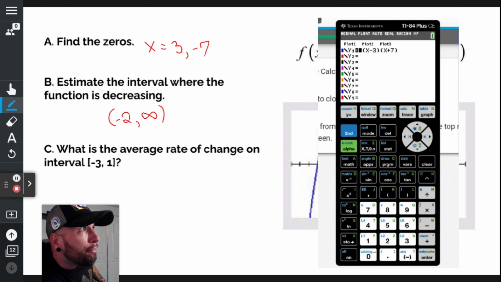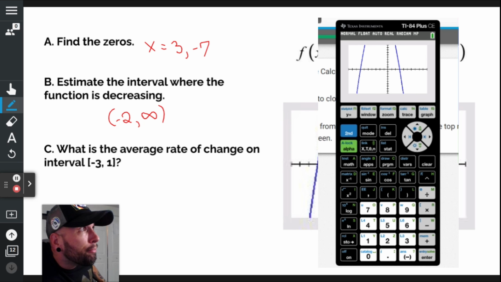What is the average rate of change on the interval negative 3 and 1, you ask? Well, if I hit graph, I can't really see what I have. Now, if you've noticed, you might be thinking, oh, this is the same exact way the graph looked in the problem when you zoomed out. Let's zoom back in. Well, I'm going to go to zoom and I'm going to choose standard because that gives me a regular looking thing.